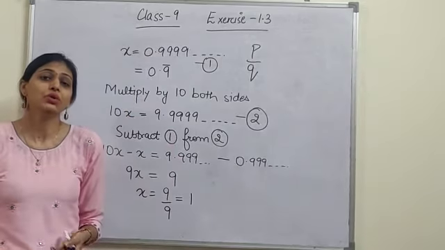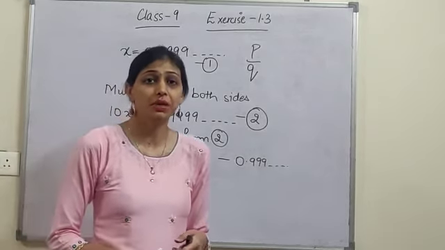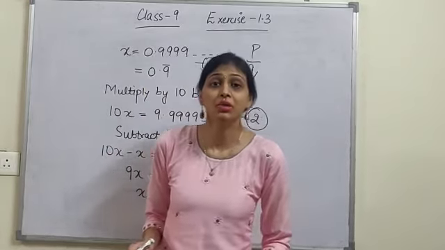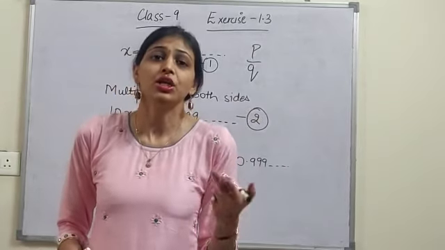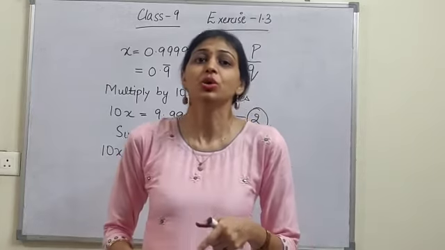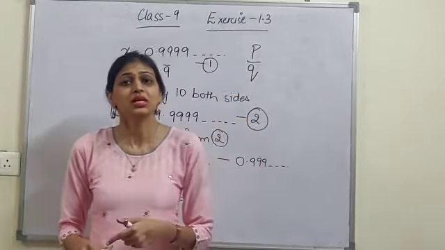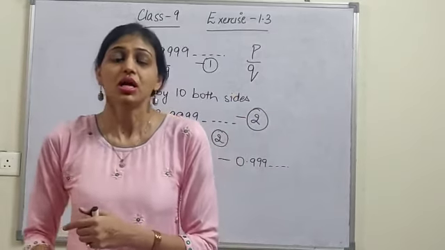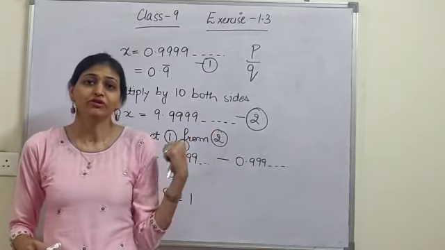So in this way you can solve multiple questions. You just have to look at the bar, whether the bar is on a single number, on 2 numbers or on 3 numbers. If it is on a single number, then you will multiply it with 10. If it is on 2 numbers, you will multiply it with 100. And if it is on 3 numbers, you will multiply it with 1000 and so on. So in this way you can solve multiple questions of this type.